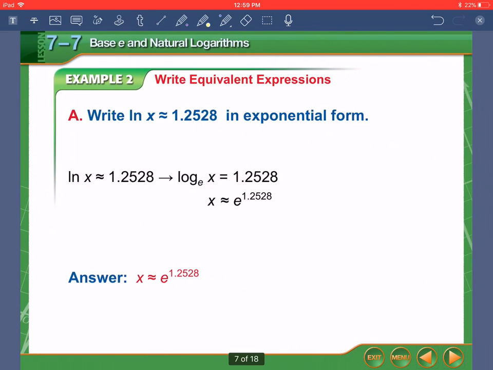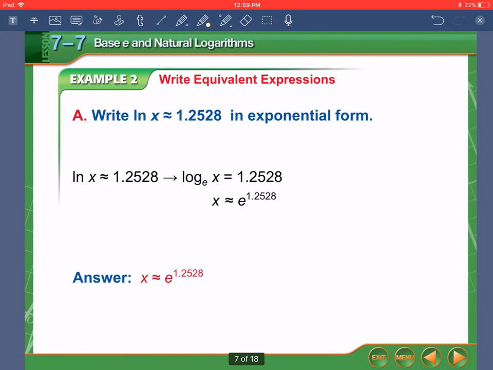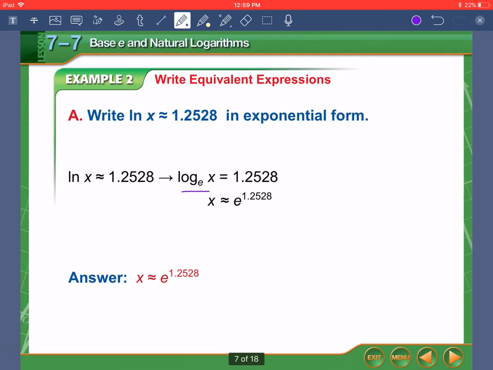All right, writing natural log of x equals 1.2528 in exponential form. You can rewrite natural log of x as log base e of x, and that equals 1.2528. And then putting it in exponential form, I don't like how this is written. I don't like that it's backwards. Start with your base, so e raised to the 1.2528 power equals x. So I would just rearrange how it's written.